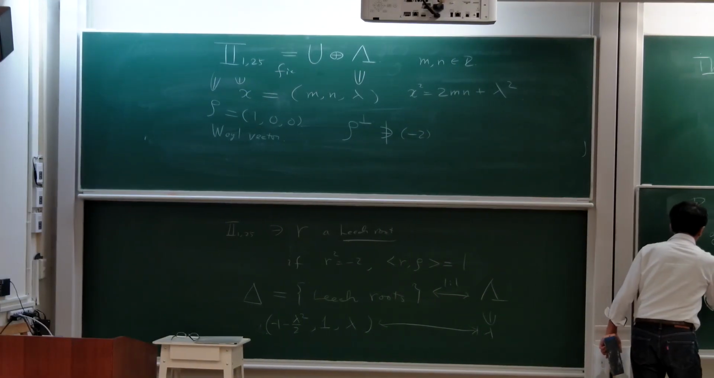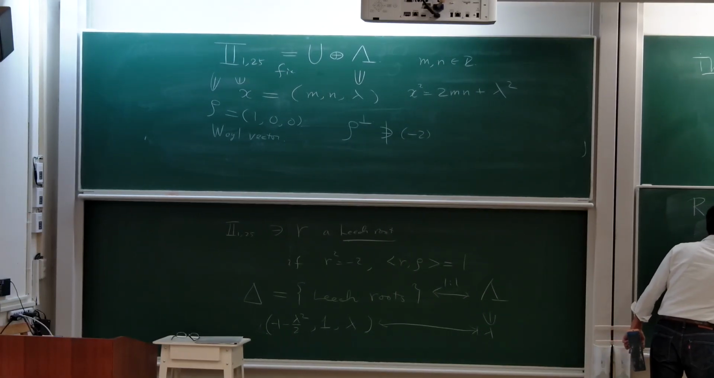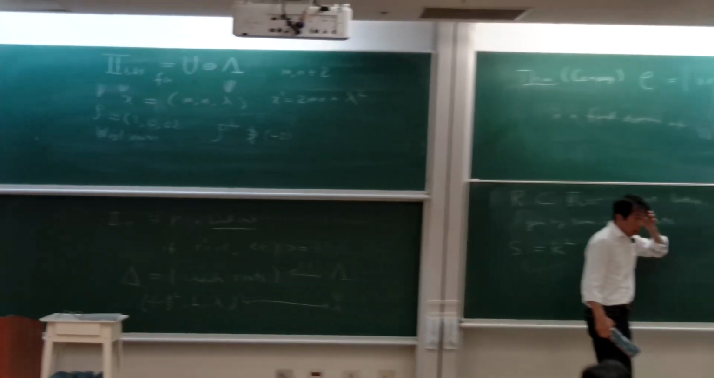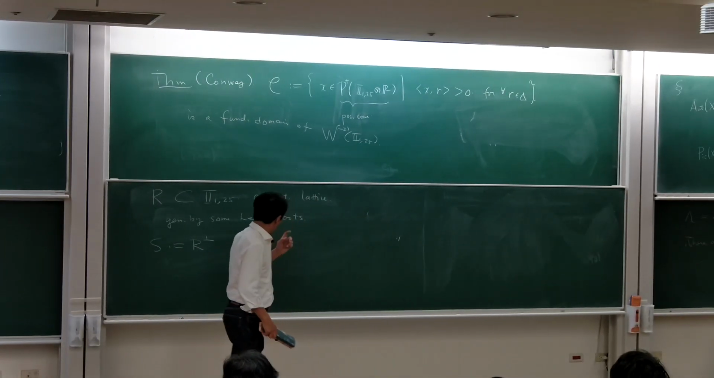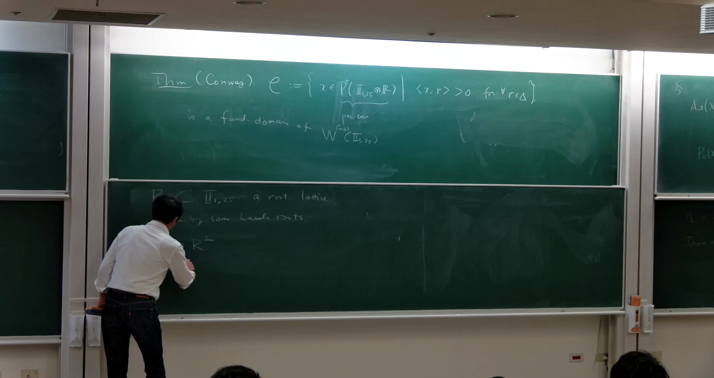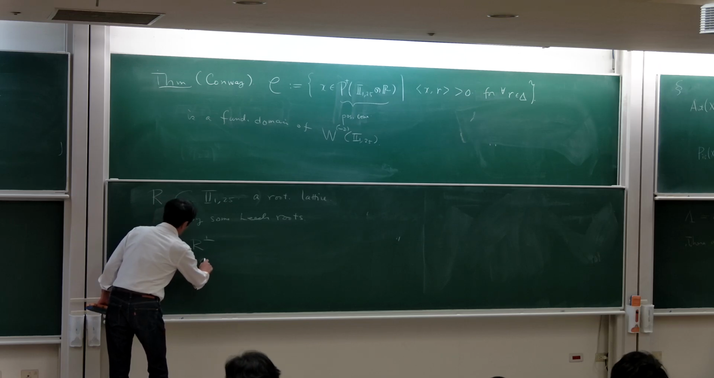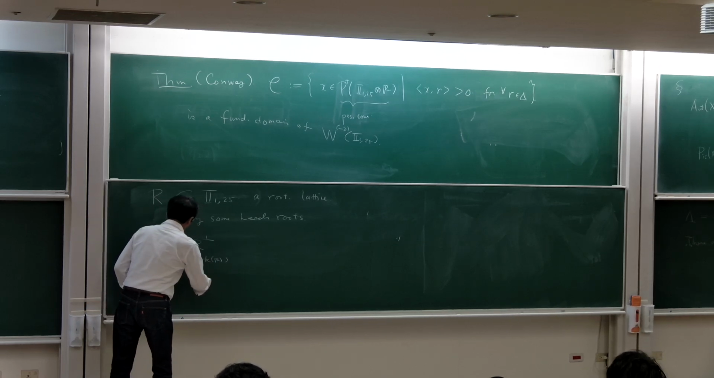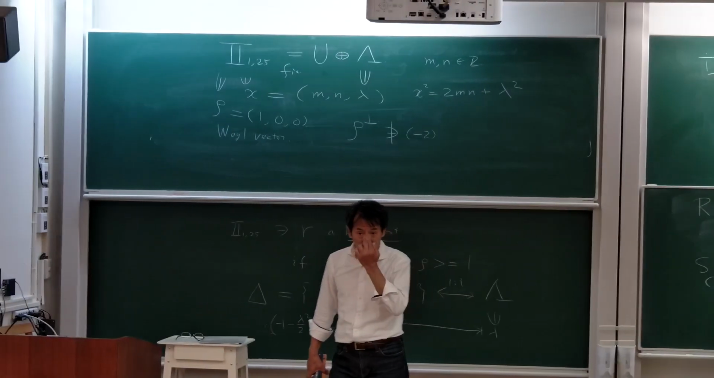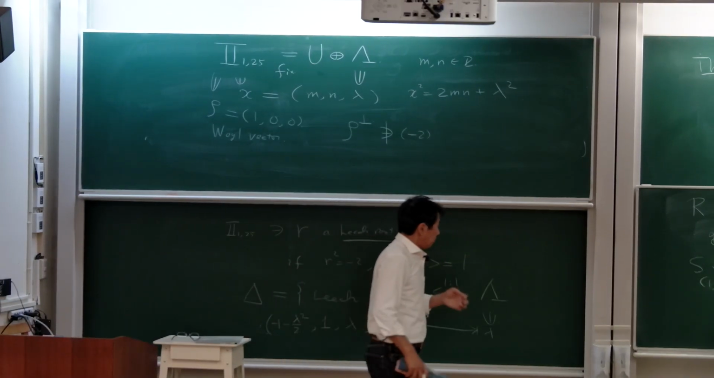And consider the orthogonal complement here. By root lattice, I mean negative definite. So the orthogonal complement has signature 1 positive and 25 minus rank R negative. So this looks like the Picard lattice of a K3.